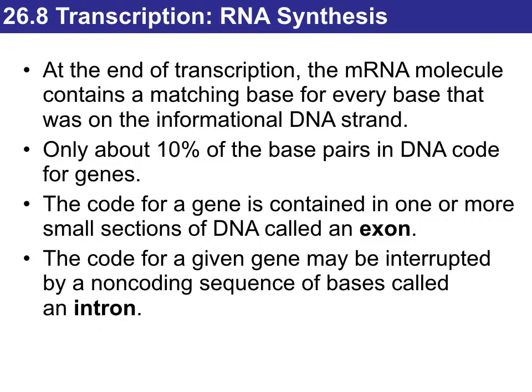At the end of the transcription, the messenger RNA molecule contains a matching base for every base that was on the informational strand, except that uracil replaced thymine. But you need to be aware that only about 10% of the base pairs in DNA code for something, or genes. The part that codes for a gene is contained in one or more small sections we call exons. The sequences that code for nothing, the non-coding sequences, we call introns.